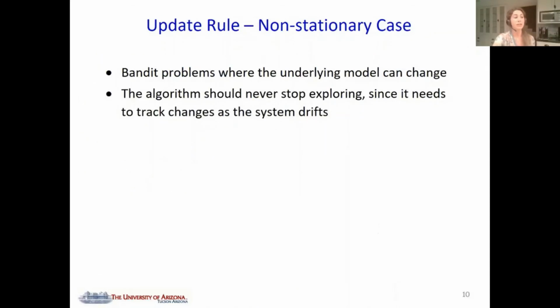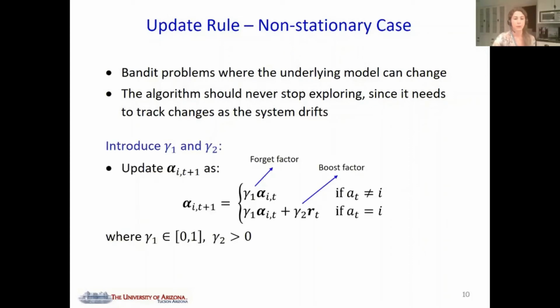So what I've just described is valid for a stationary system. But in the case of a non-stationary system, where the means themselves can change in time, we need some modifications to keep track of these changes. In this case, Thompson sampling is still effective, but we need the update rule to be adjusted slightly. What I mean by that is we introduce two new variables, gamma1 and gamma2, and we use them as follows. This time you can see that this update rule is pretty similar to the one before.